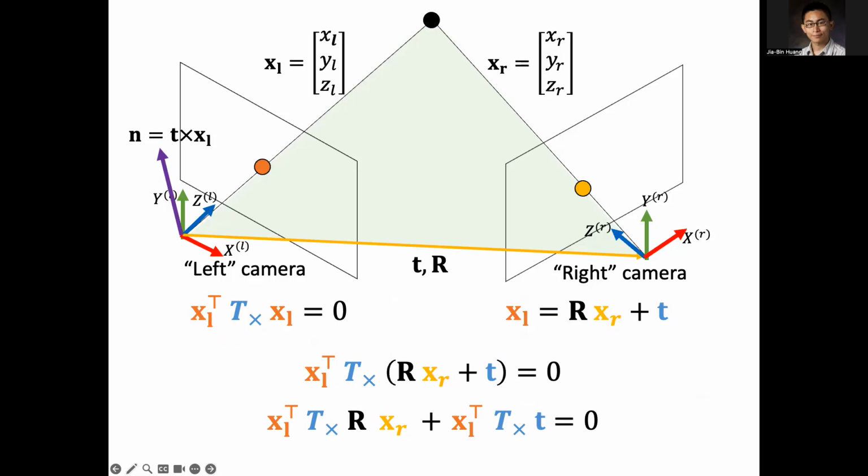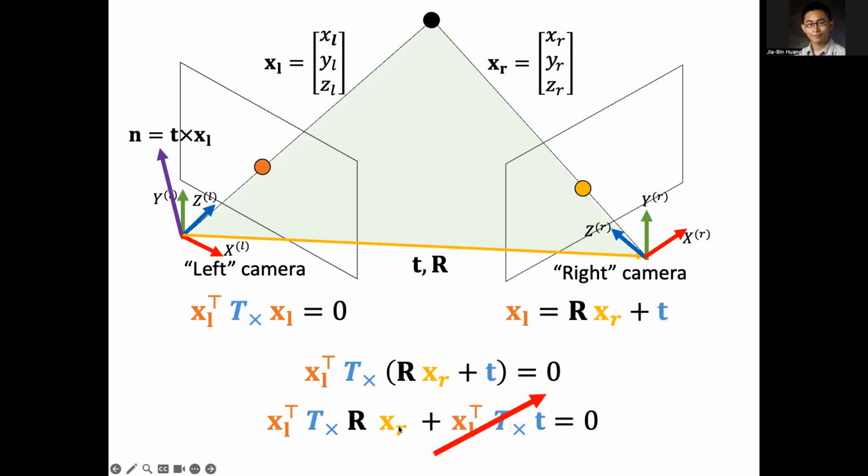Can anyone tell me what this term is? Tx is basically this normal. Okay. What's the dot product between this Tx and T? Okay, I have a cross product, and a cross product dot product with itself. What that value is? It's 0, right? So this guy just goes away.